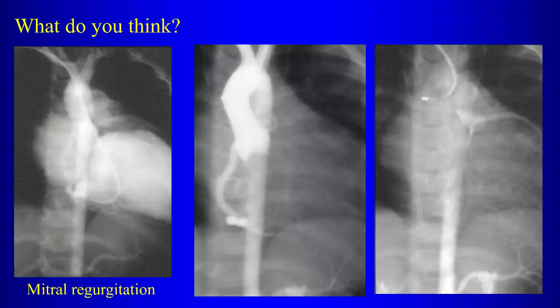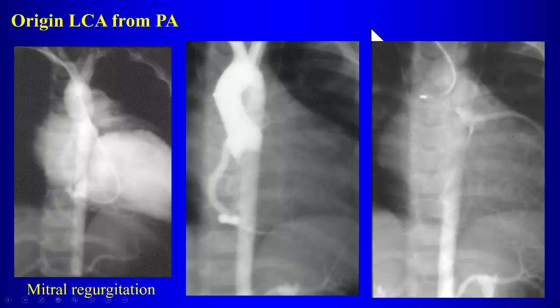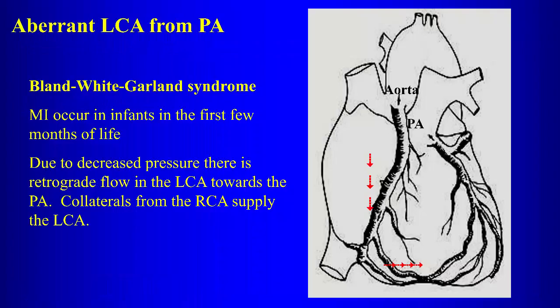Okay, so what do we call that? Anomalous left coronary artery from the pulmonary artery, ALCAPA. So in cases of ALCAPA, you'll have collaterals from the right circulation to the left. There'll be delayed opacification of the circulation on the left side because the flow is actually reversed, and then it goes into the pulmonary artery. All right? So that can be another cause of failure in infancy, ALCAPA. So origin of left coronary artery from pulmonary artery.